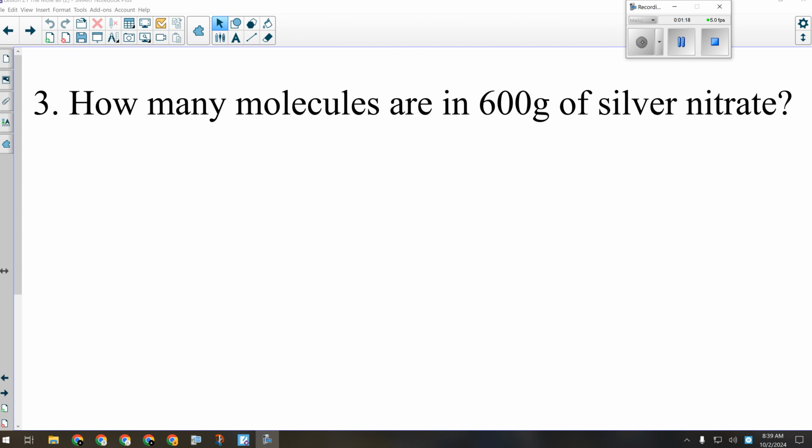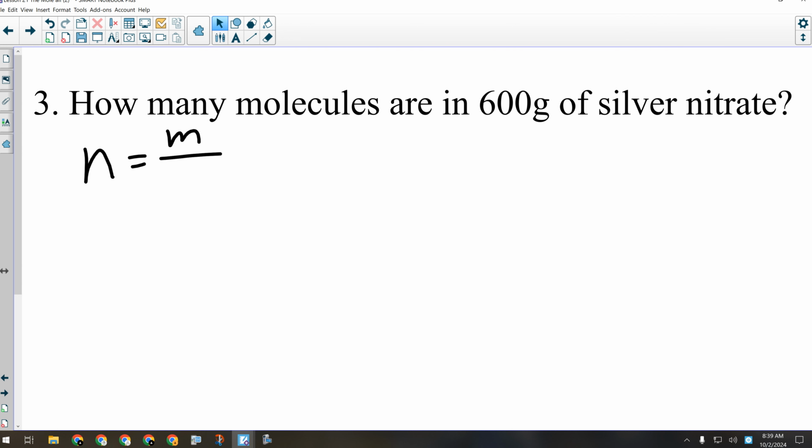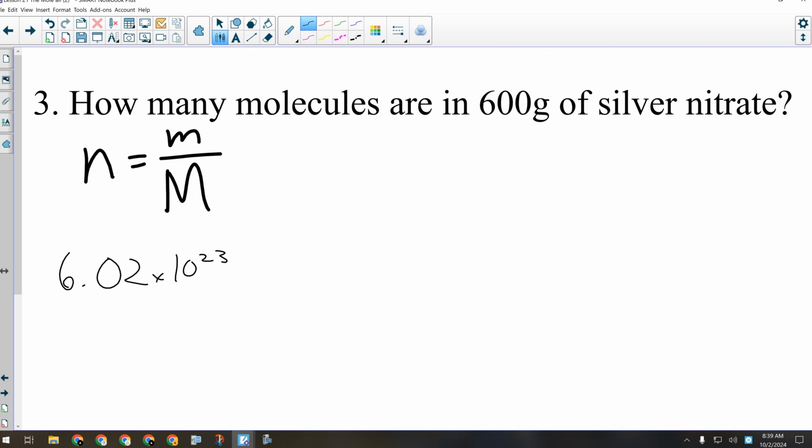All right, so yesterday we did type 1 and 2, which only involve using the mole equation. Types 3 and 4 involve the mole equation and Avogadro's number. So there'll be an extra step in these type 3 and 4 questions. Does everybody have number 3 written down?